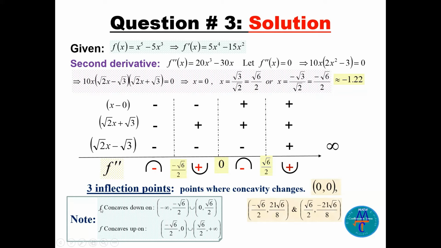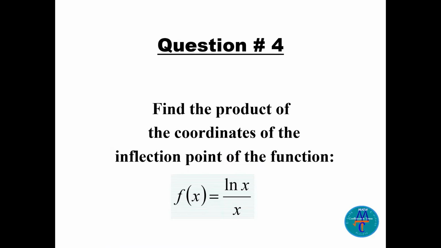If you need where the function concaves down, this is minus infinity to this number, union 0 to square root of 6 over 2. The function concaves up on this, union this, if you need that in another question.